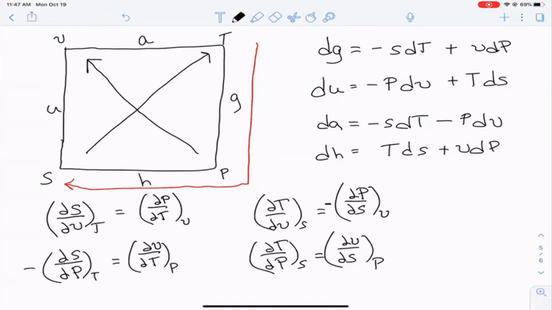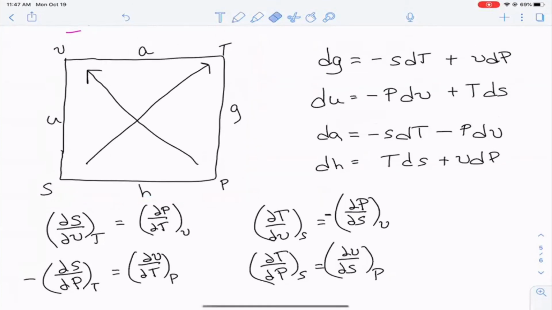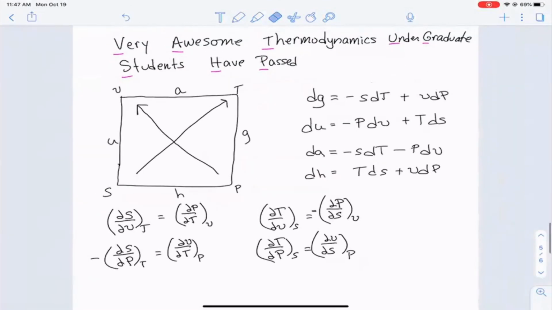So you can see from this sort of simple tool, we can actually get both the differentials and the Maxwell relations. And I get them all by just remembering that very awesome thermodynamics undergraduate students have passed.